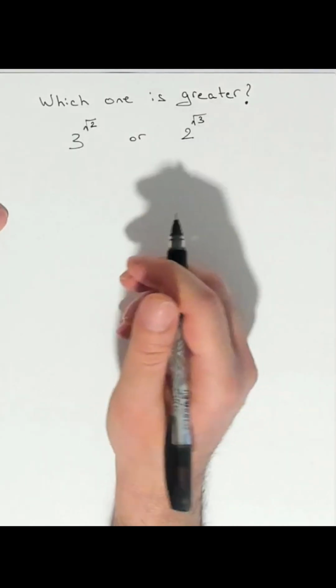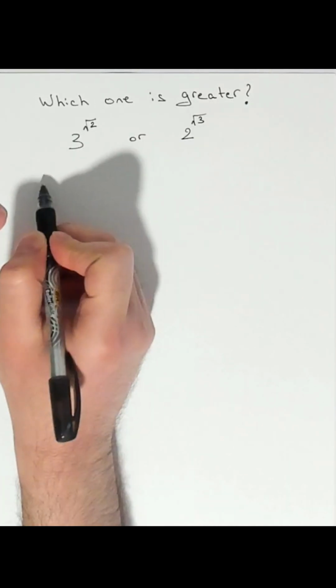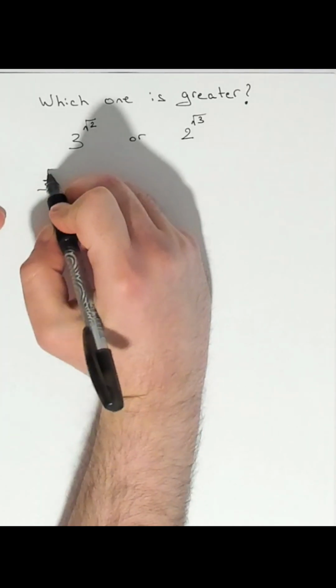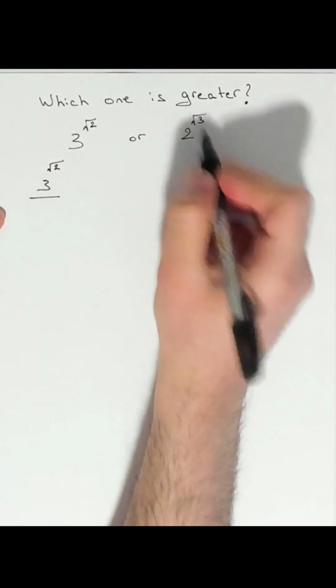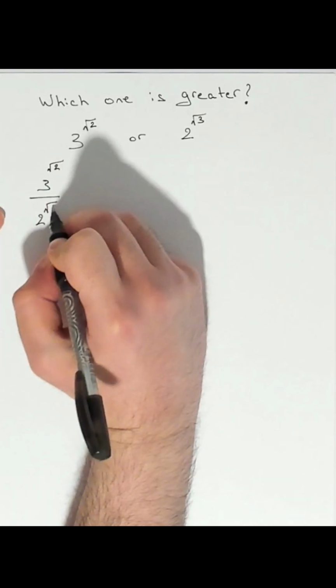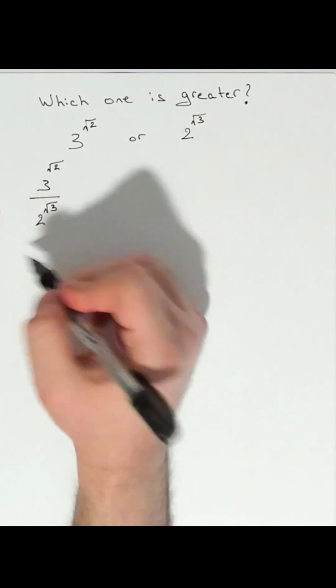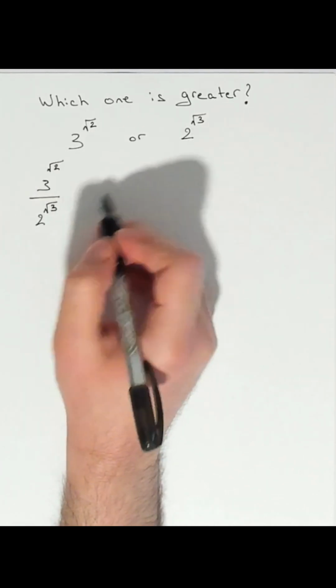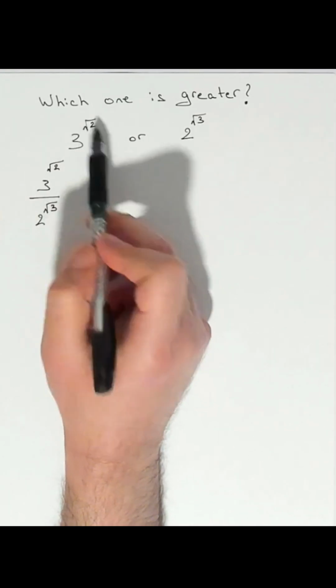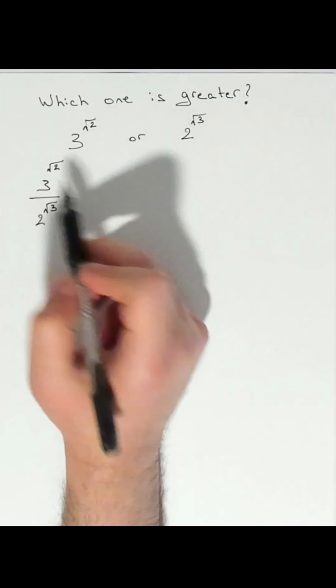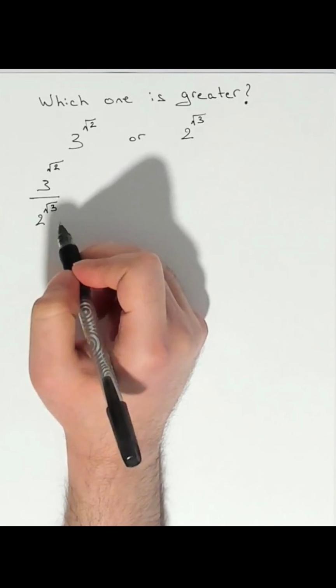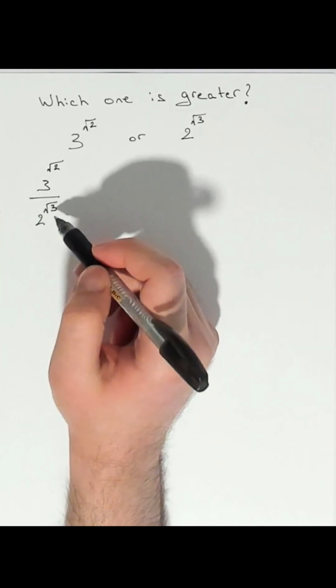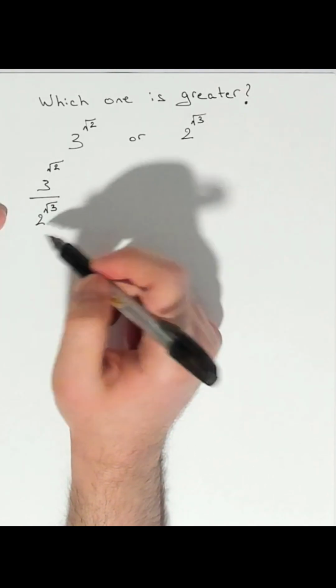So I will say that I want to find the ratio of 3 to the power radical 2 divided by 2 to the power radical 3. If this ratio is greater than 1, this means that 3 to the power radical 2 in the numerator is the larger number. Otherwise, if it's less than 1, then the denominator is the larger number. Let's try to do this.